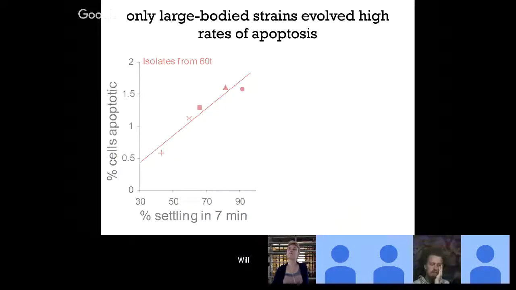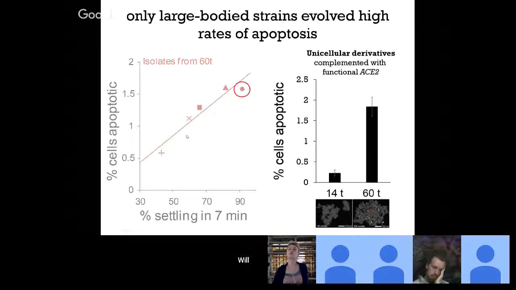So we can do a really cool simple experiment where we take early evolving snowflake yeast and snowflake yeast that have programmed cell death, and we can take the gene underlying group formation. We can repair that gene, bring them back to unicellularity, and see what their rate of programmed cell death is when they're single-celled versus multi-celled. And what's nice is that we basically find that the rate of programmed cell death doesn't change. The 14 transfer guys, which haven't yet evolved programmed cell death, still have this very low background level. This is for unicellular yeast derived from snowflake yeast. The 60 transfer guys brought to unicellularity still have around 2%.